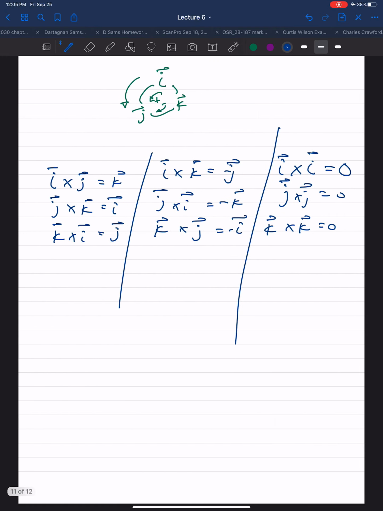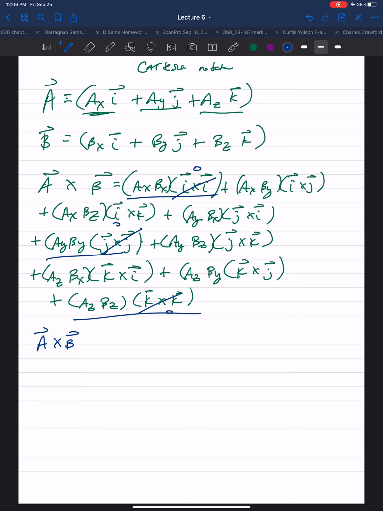Furthermore, with i cross j is k, j cross k is i, k cross i is j, we can simplify these further. i cross j gives us k. i cross k gives us negative j. j cross i gives us negative k. j cross k gives us i. k cross i gives us j. k cross j, negative i.